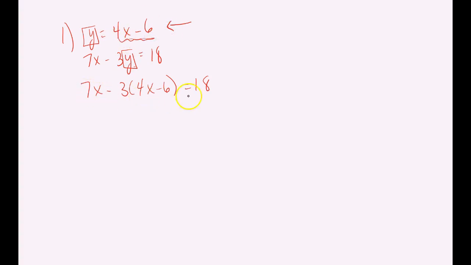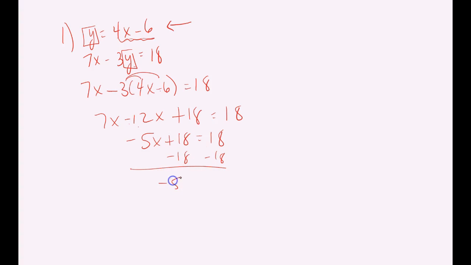So hopefully if you got this part down, if you do end up messing it up, it's probably just you're distributing. This is a -3, guys. So -3 times 4x is -12x. -3 times -6 is 18. 7x minus 12x is -5x. And now I need the x by itself, so I'm going to subtract 18. So I'm getting x is 0 once I do all my math.